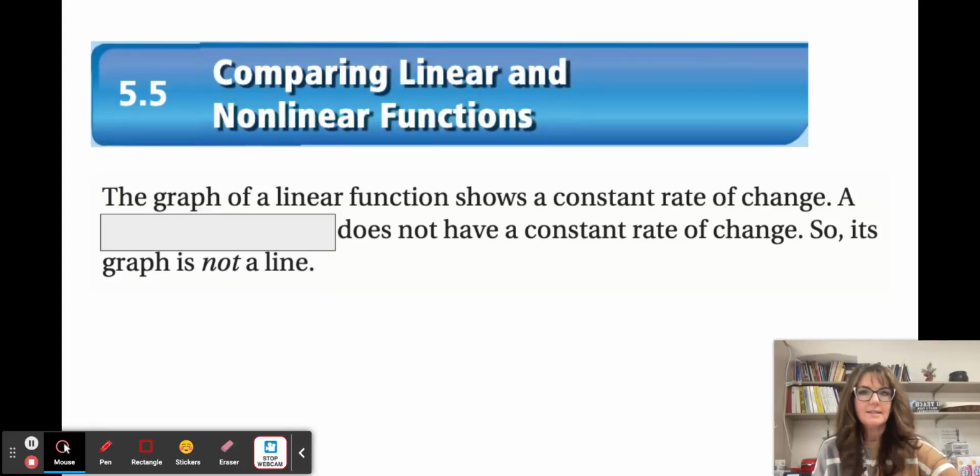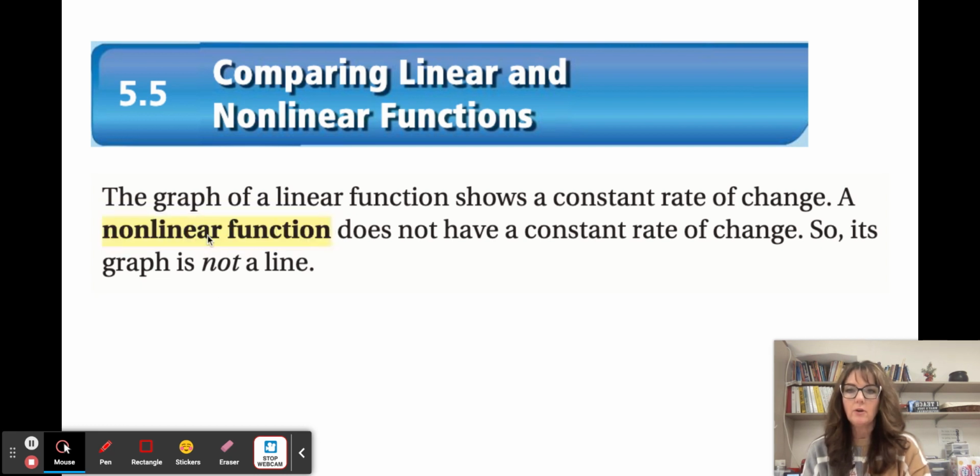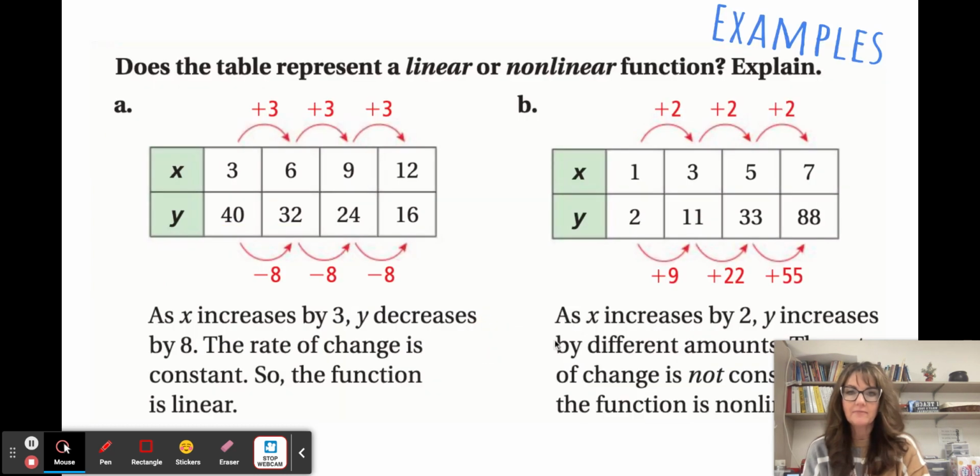Okay, here we are, lesson 5.5, comparing linear and nonlinear functions. When we're talking about the graph of a linear function, we know that it shows a constant rate of change. However, a nonlinear function does not have a constant rate of change, so it's not a line. So that should be pretty easy to pick out when we're comparing the graphs. But what about from the tables?